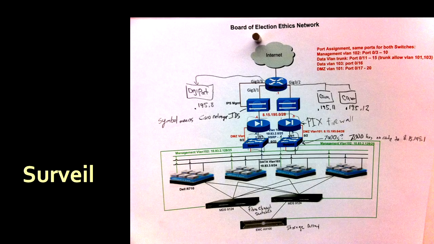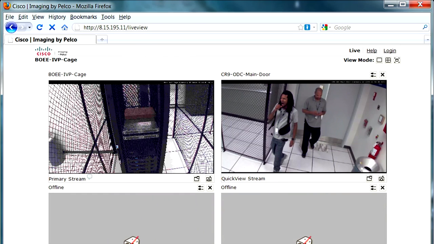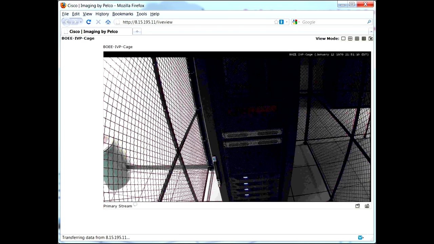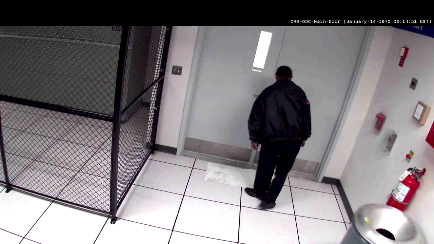We also found on the same network some other interesting devices, including a series of webcams that didn't have any usernames and passwords that were in the data center. So here are the machines that were running the election. Here are the workers. Here's the security guard. He doesn't know that we're hacking into the server.